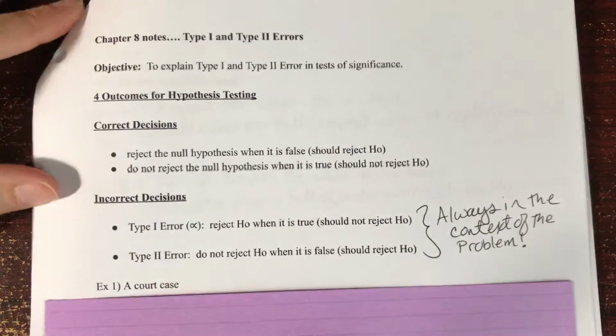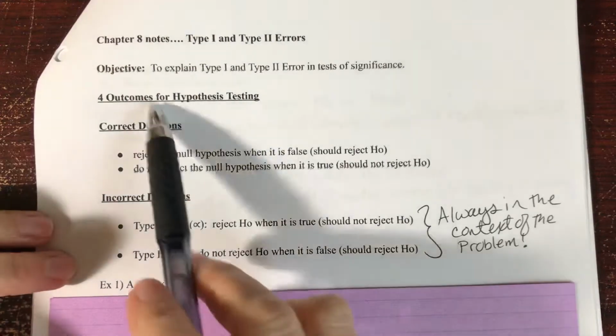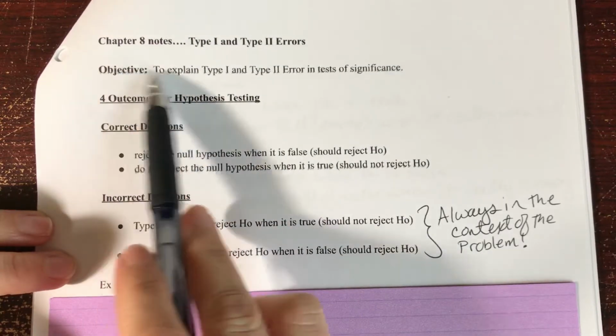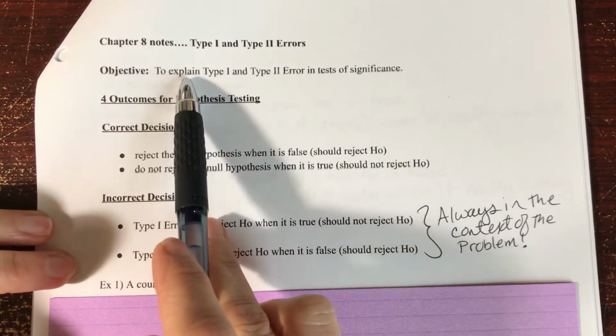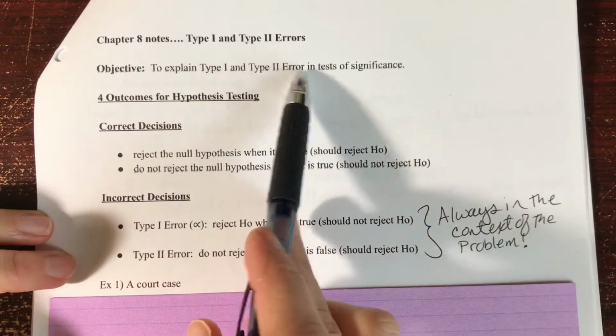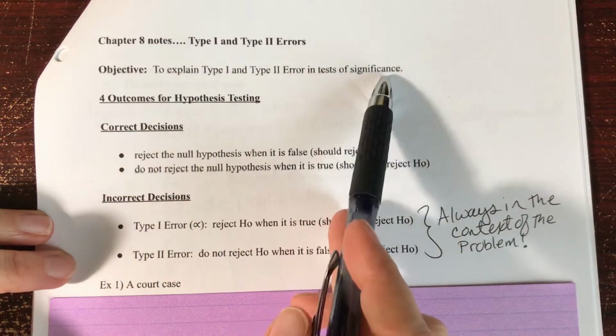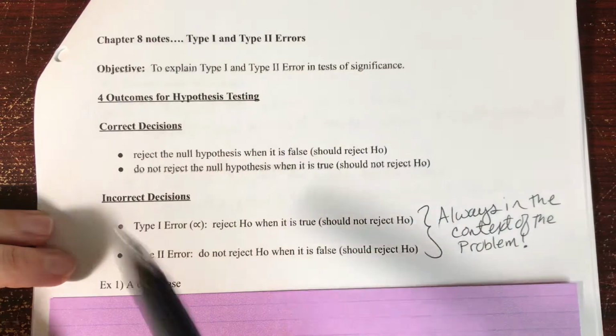So when we talk about hypothesis testing, okay, first let me go back. Our objective is to be able to explain what a type 1 and a type 2 error are in tests of significance or hypothesis tests in the context of a problem.